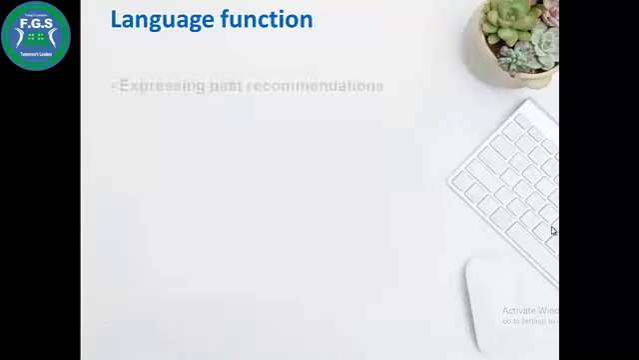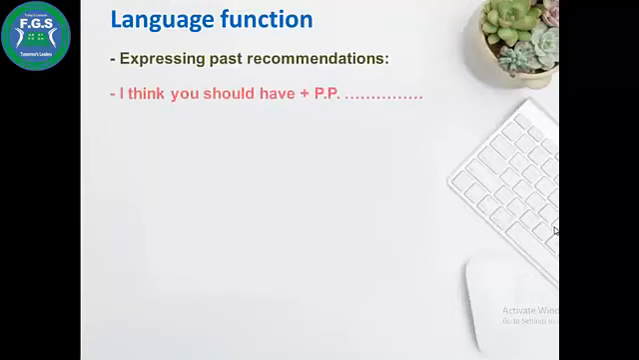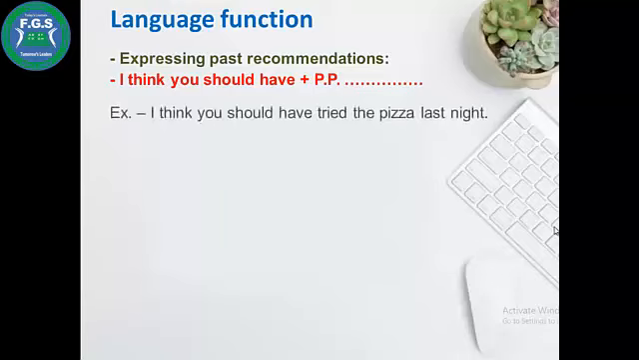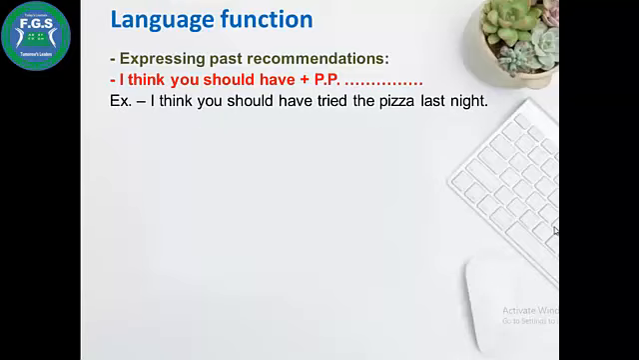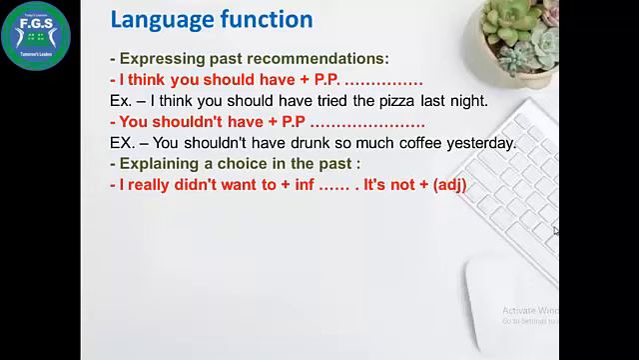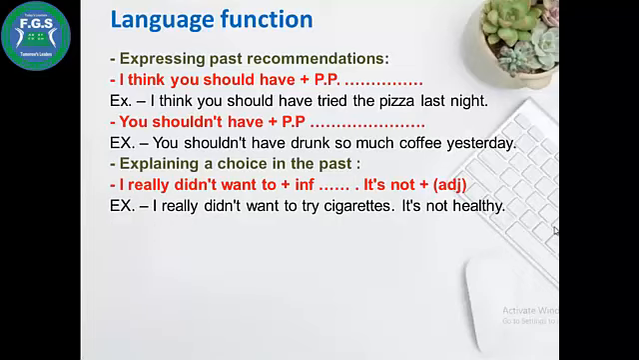Language function. Expressing past recommendation. I think you should have plus the past participle. For example, I think you should have tried the pizza last night. You shouldn't have plus the past participle. You shouldn't have drunk so much coffee yesterday. Explaining a choice in the past. I really didn't want to plus the infinitive. It's not plus the adjective. I really didn't want to try cigarettes. It's not healthy. I wasn't interested.